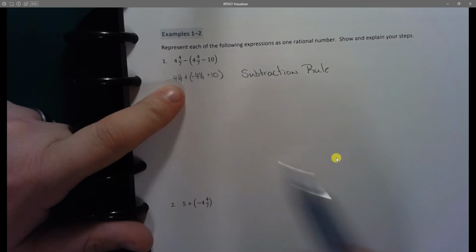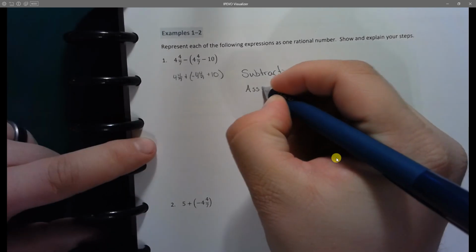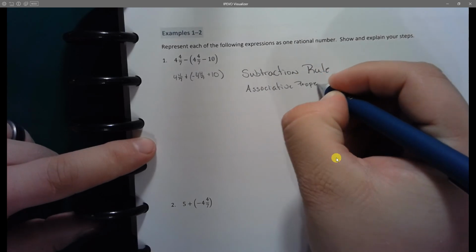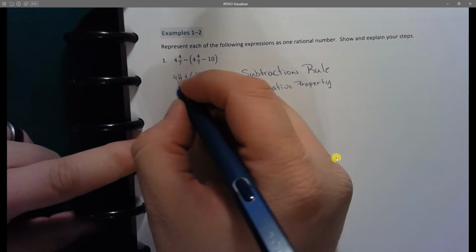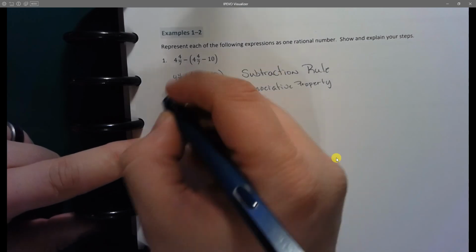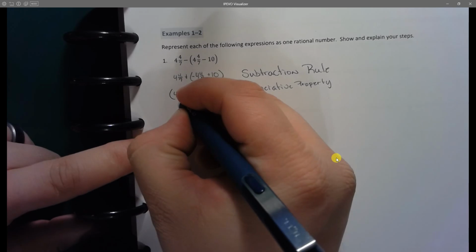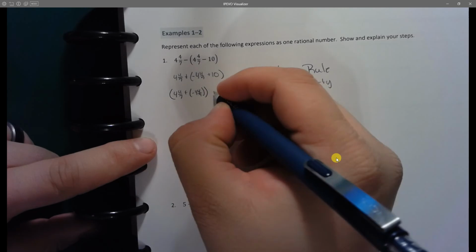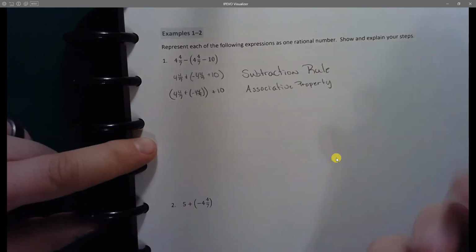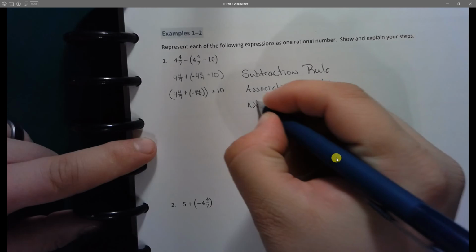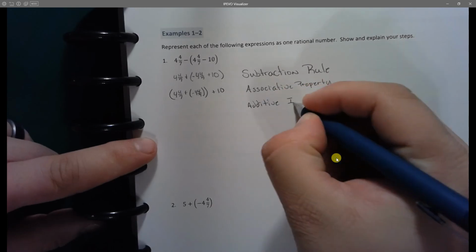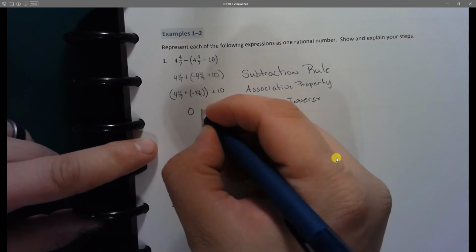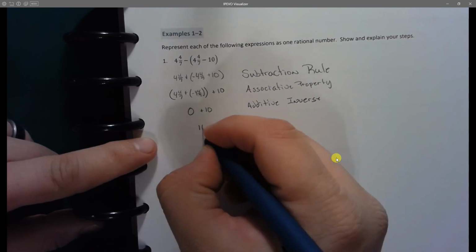So I wonder if I could use the associative property to regroup these two numbers. So instead of a negative 4 and 4/7 being with 10, we instead say 4 and 4/7 plus a negative 4 and 4/7 plus 10. Okay, so now I've got the additive inverse property that tells me these two values equal 0 plus 10, and my answer would be 10.